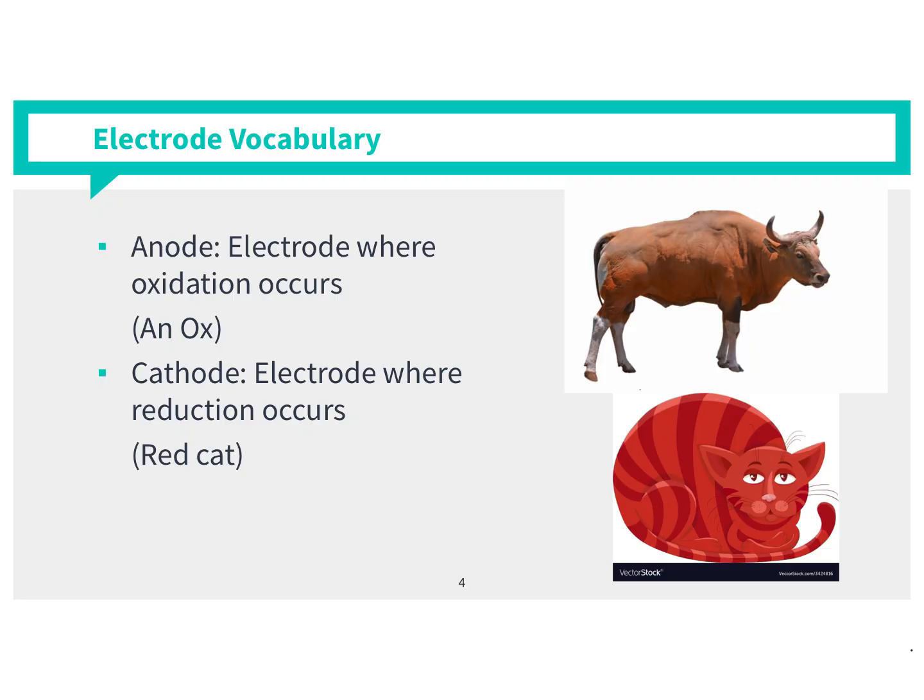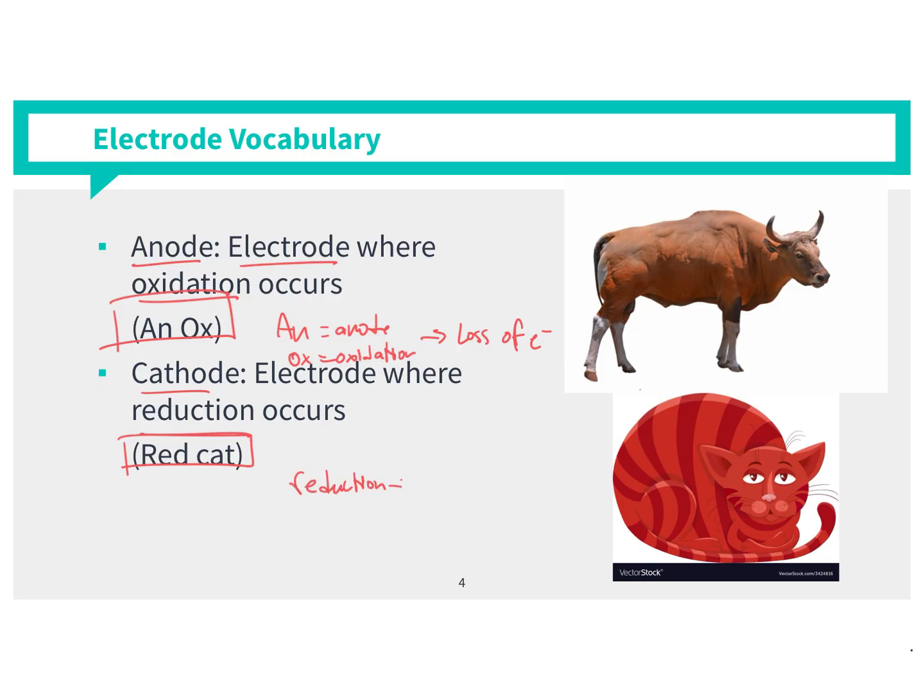A little bit more vocabulary that we're going to often use. The anode, this is the electrode where oxidation occurs. You can remember it by thinking about an ox, an equaling anode, ox meaning oxidation. And remember, this is a loss of electrons. And so at the anode, you lose electrons. You have the cathode, and this is where reduction occurs. You can remember this as red cat. And as a reminder, reduction means gain of electrons, and you can remember the mnemonic oil rig.